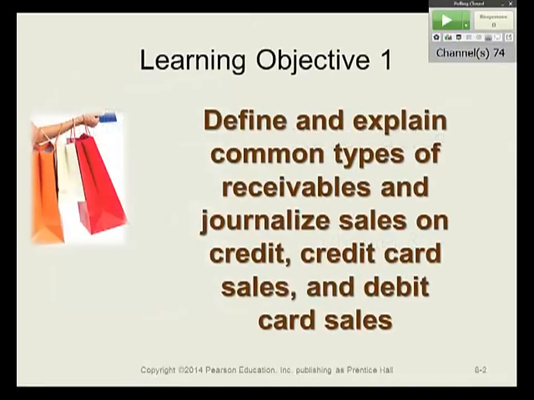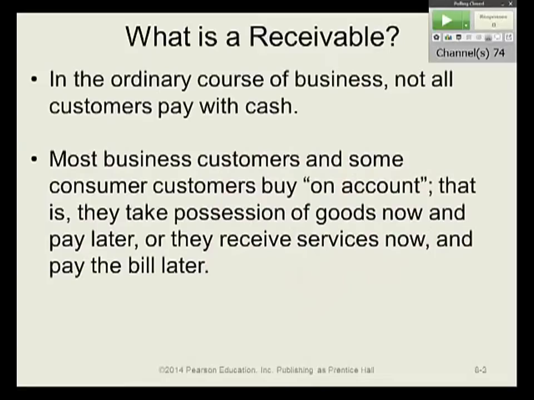What we're going to look at first, and this first learning objective, is going to examine the different types of receivables. And what you might find interesting is how to record regular credit sales and debit card sales when they relate to third-party vendors. All right, so we know that companies will obviously sell in the ordinary course of business. They will sell on credit.